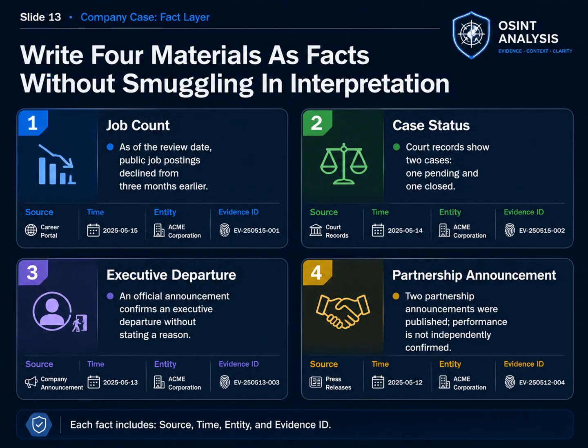As of the review date, public job postings declined compared with 3 months earlier. Court records show 2 cases, 1 pending and 1 closed. An official announcement confirms an executive departure without explaining the reason. 2 partnership announcements were published, but actual performance is not independently confirmed. That last distinction matters. Publication of an announcement is a fact. Successful performance of the announced relationship is a separate question. Give each fact a source, time, entity, and evidence ID.